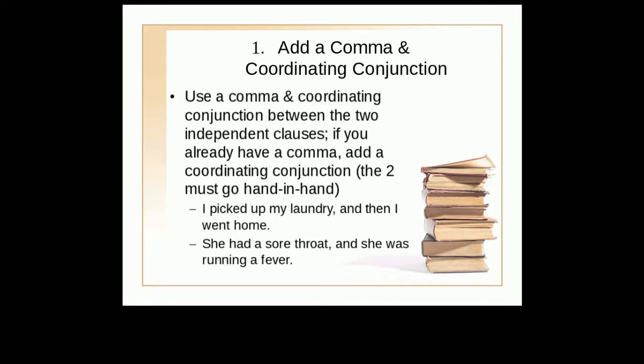Okay, a comma and a coordinating conjunction. You're going to use a comma and a coordinating conjunction between the two independent clauses. If you already have a comma, add a coordinating conjunction. They must go hand in hand. Now, I picked up my laundry, comma, and then I went home. This is the coordinating conjunction, and. She had a sore throat, and she was running a high fever.